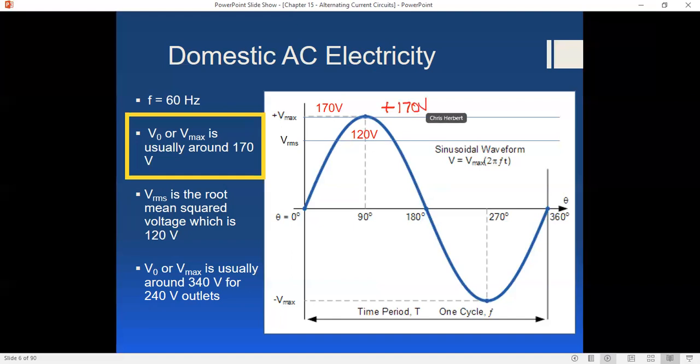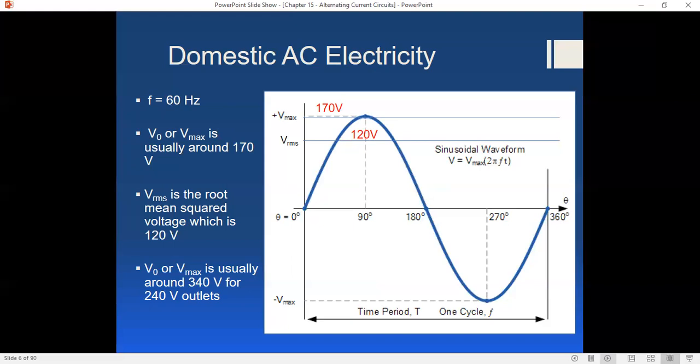And then, of course, we have negative 170 volts as our lowest, but the RMS, again, is most representative of the power and the energy that we deliver here, okay? After all, when you think about appliances, what are you most interested in? You're most interested in the electrical energy being converted into some other energy, all right?